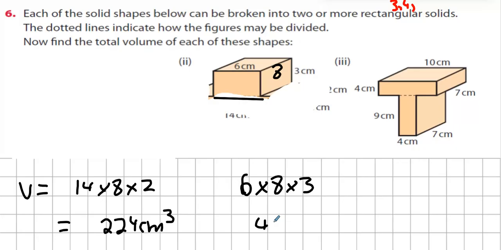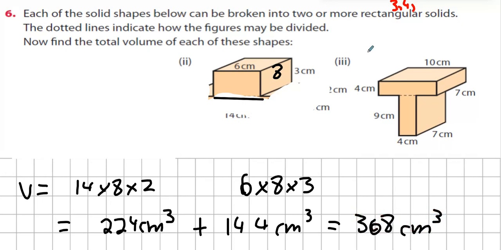144. Now what am I going to do about answers? Add them together. What happens when you add both answers together? 368 centimeters cubed.